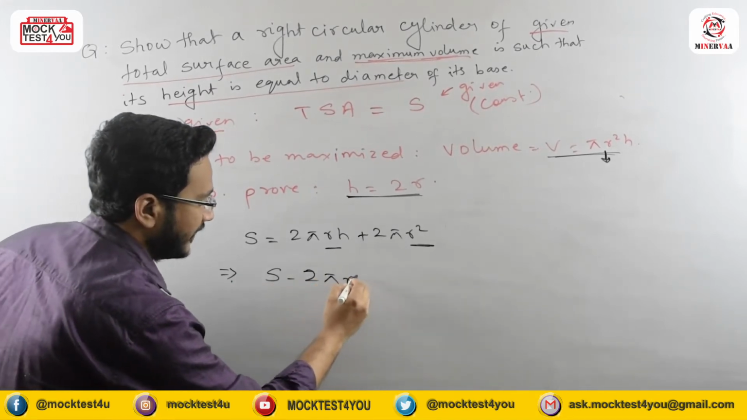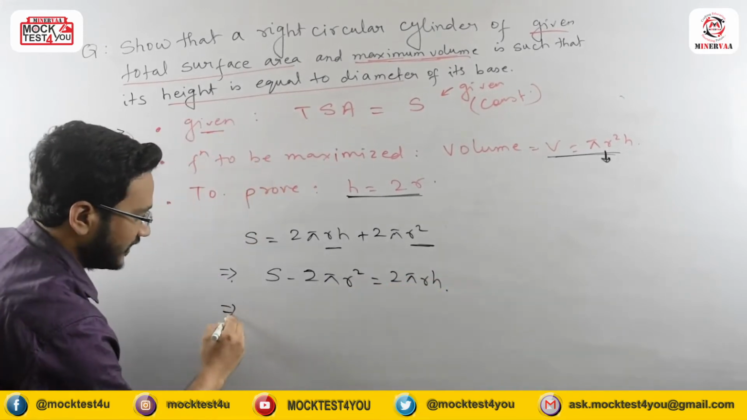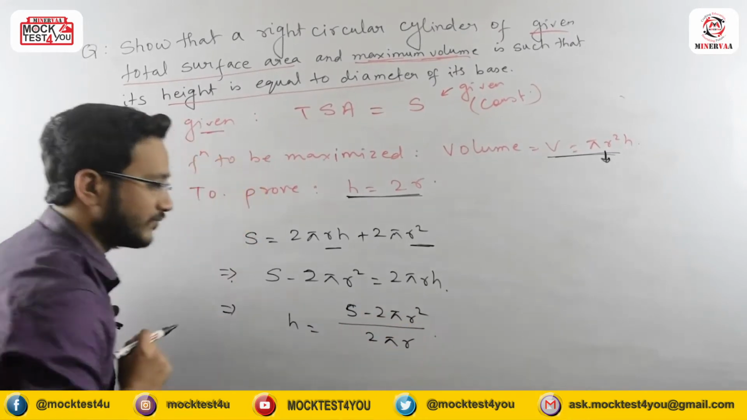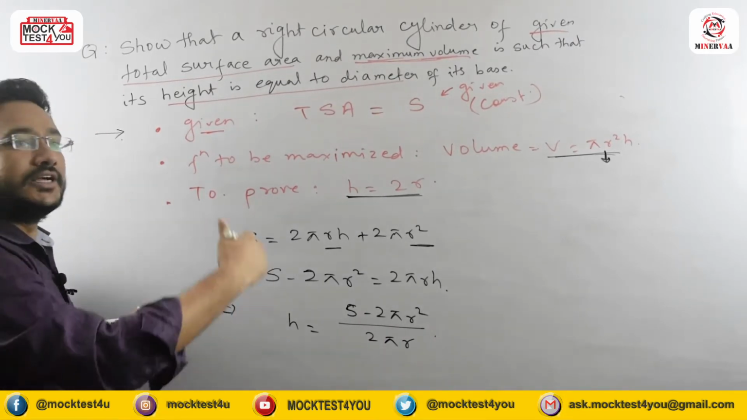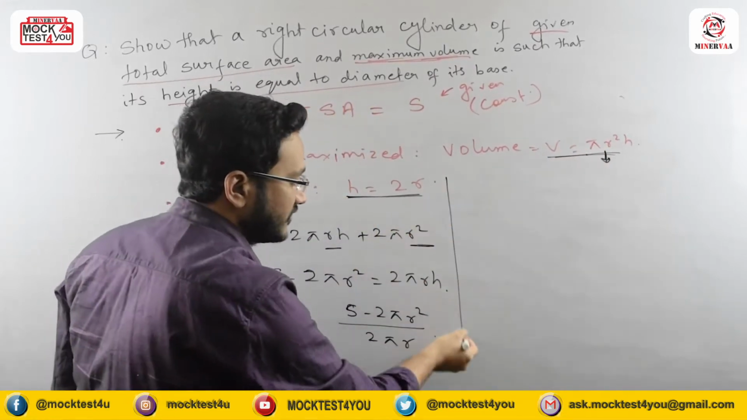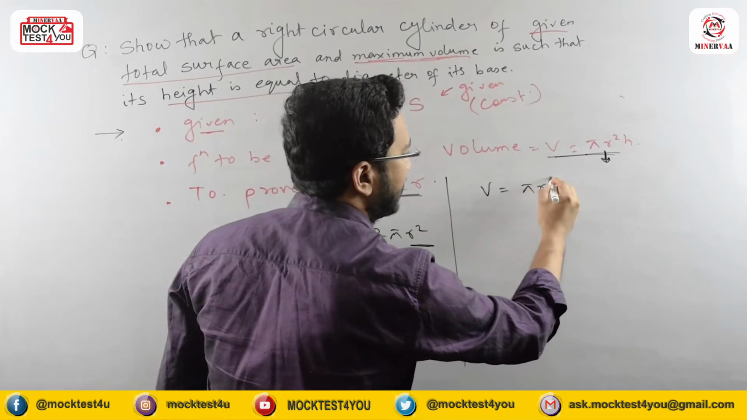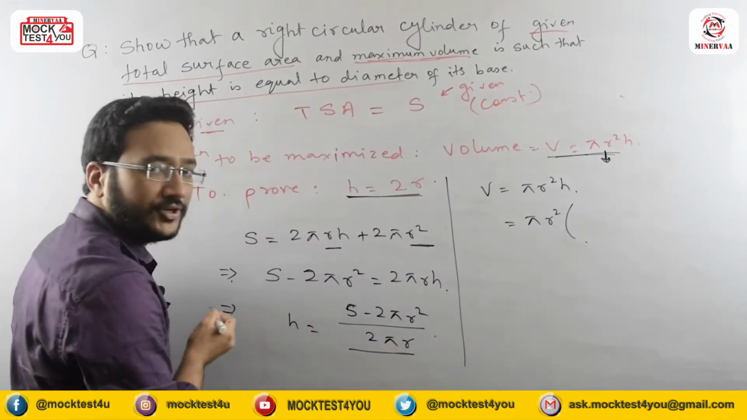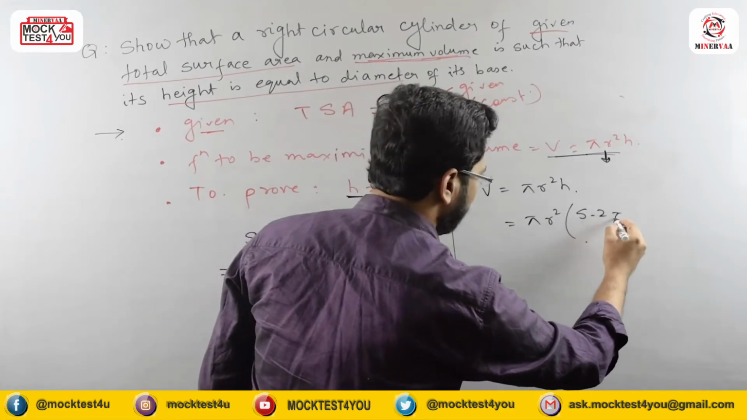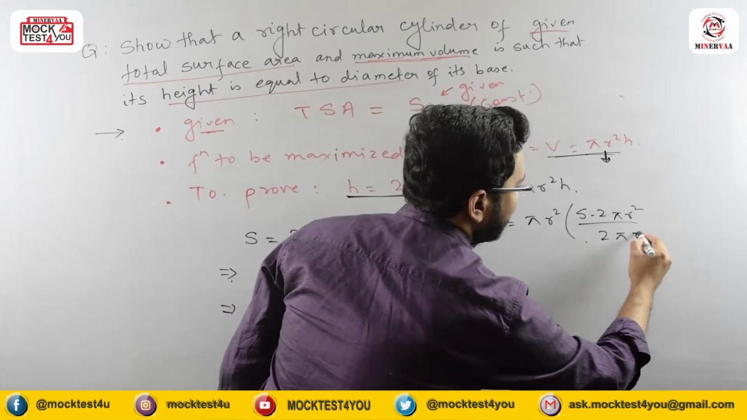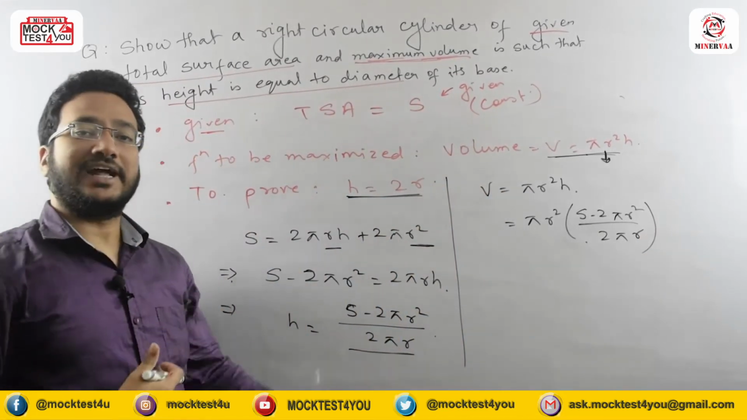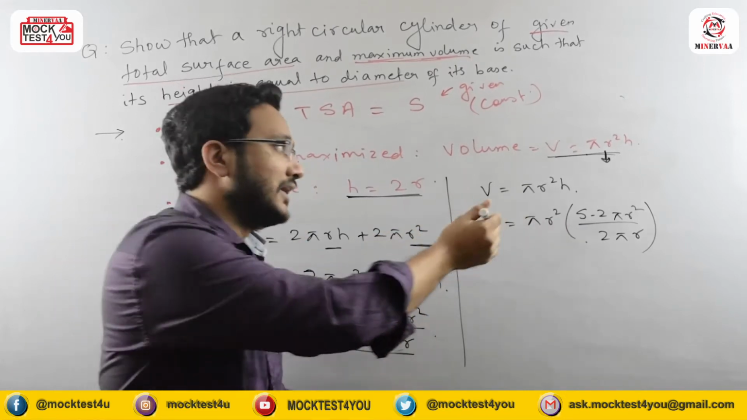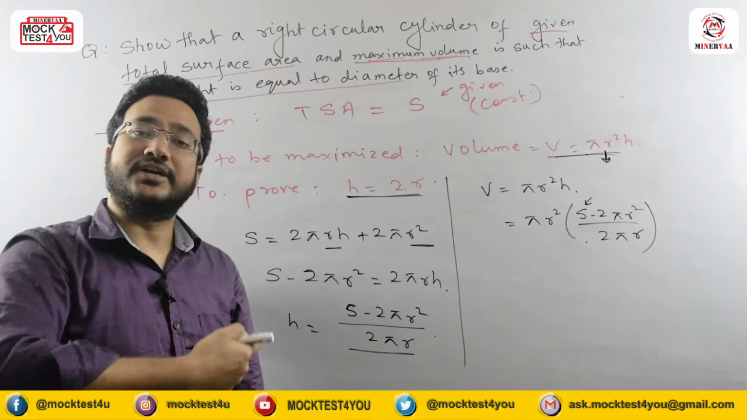From here it will be S minus 2 pi r square equals 2 pi r h, and h will be equal to S minus 2 pi r square divided by 2 pi r. So this is the value of h we got. Now let's put it in our function, which we have to maximize. V equals pi r square h. Let's put the value of h here: pi r square times S minus 2 pi r square divided by 2 pi r. This function is present in terms of r only, that is one variable. S is a constant because it is given and it will be treated as a constant always.